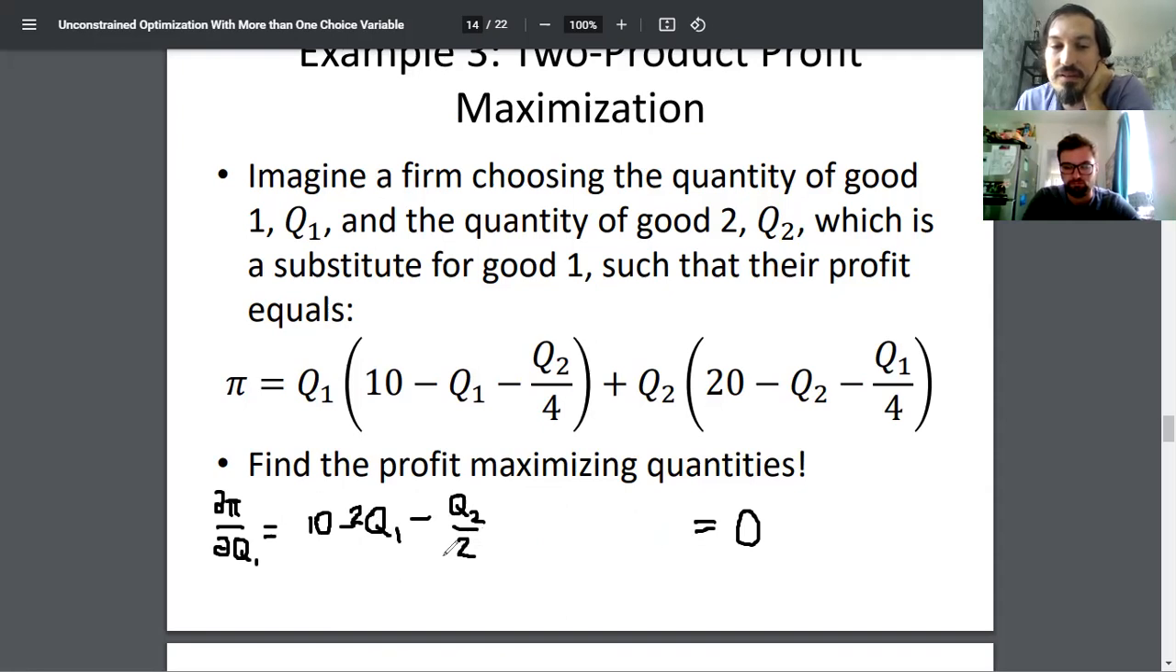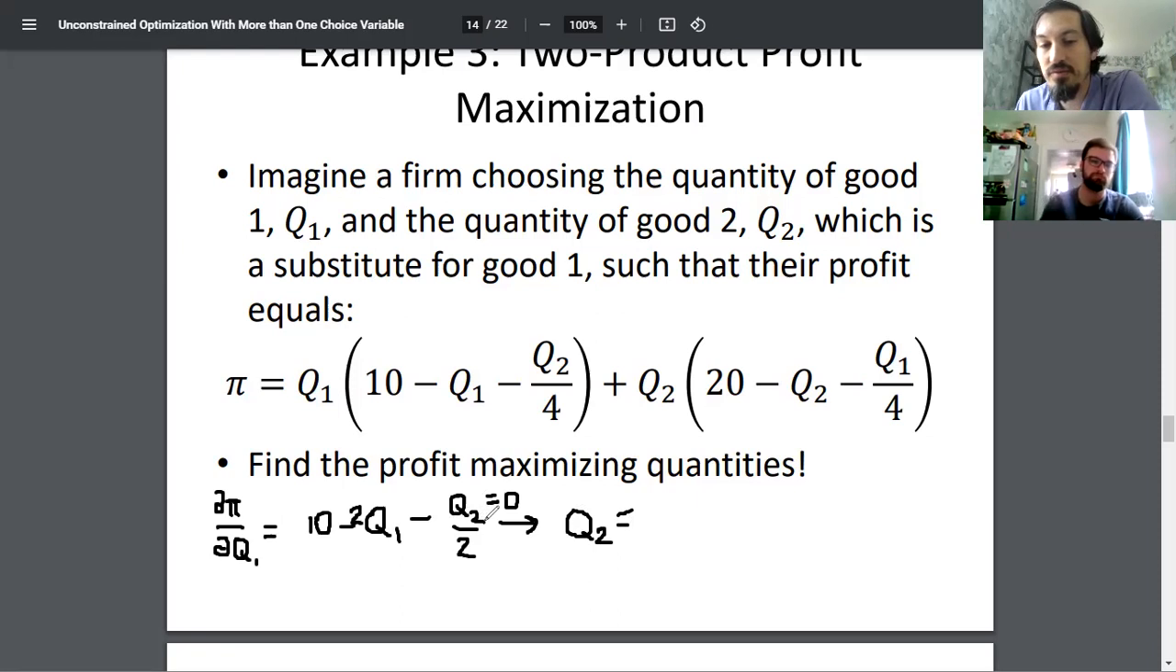Even this equals 0, let's do an arrow instead and say this implies. Oops, I forgot the equals 0. I erased the equals 0. I'll leave that for now. It implies that if I move the Q2 over 2 to this side and multiply through by 2, I can solve for Q2 in terms of Q1. Isn't that what you would do? You would try to solve this for one variable in terms of the other, because I'm looking ahead.